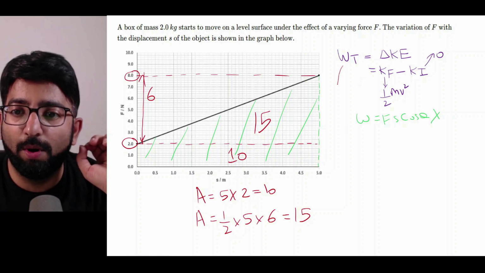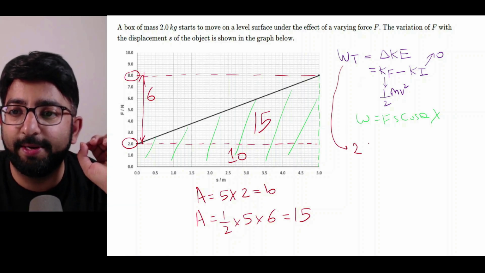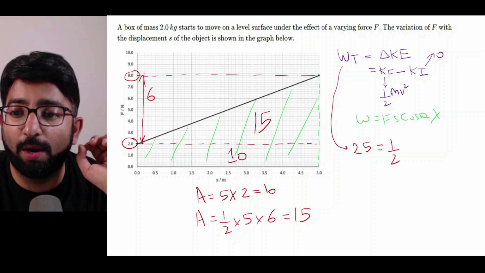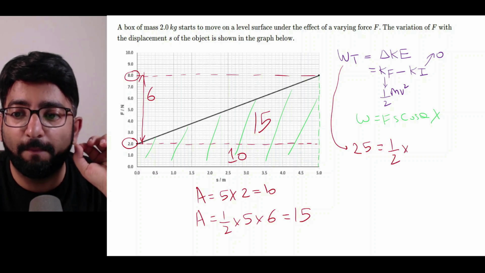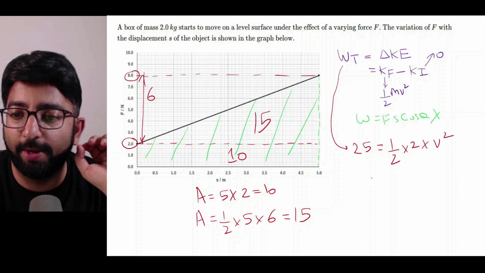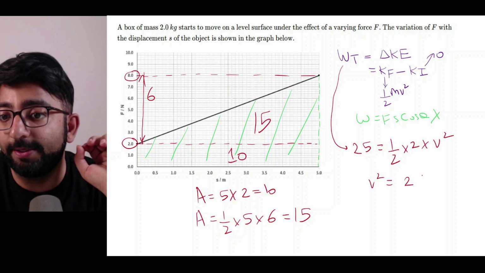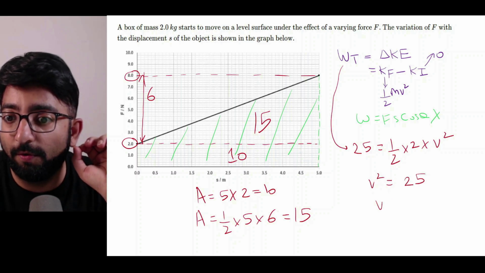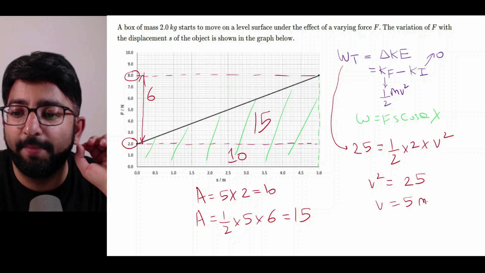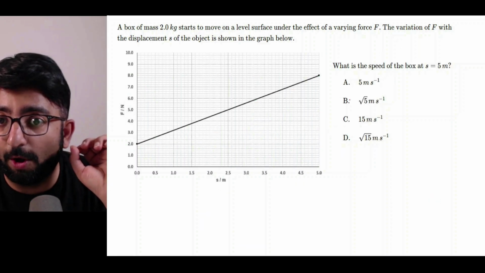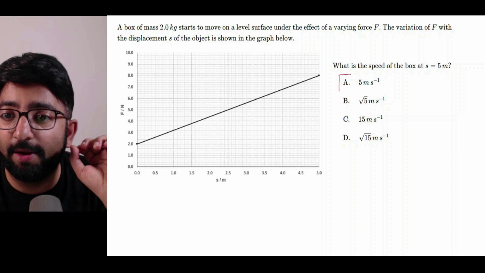Hence, work done we can write as 25, which is equal to half into m into v square. Mass is 2 multiplied by v square. If we simplify this, we'll get v square as 25, and the value of v comes out as 5 meters per second. Going back to the options, the right answer is option A, 5 meters per second.